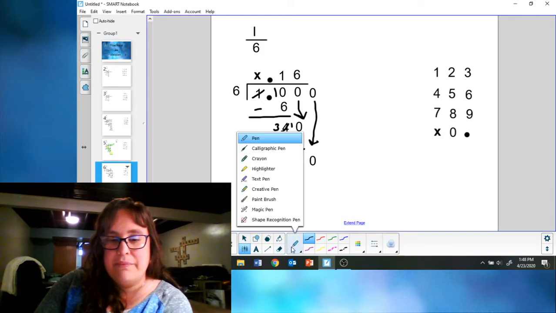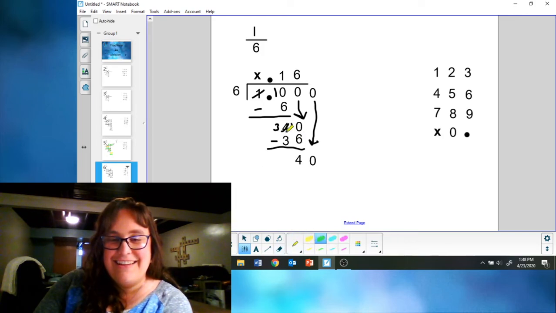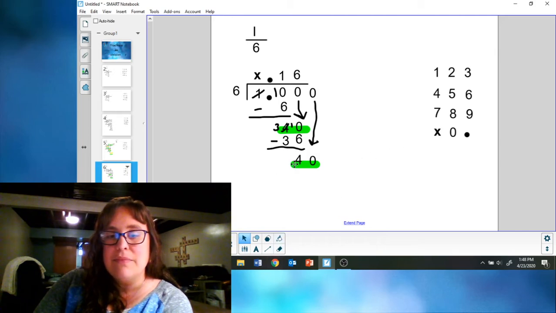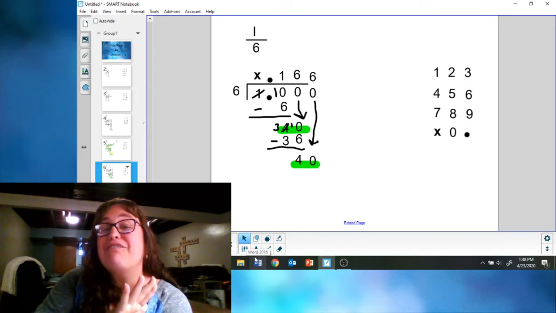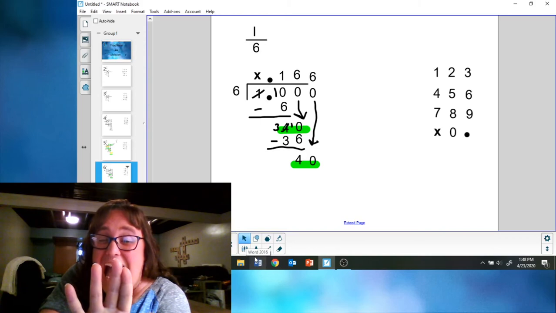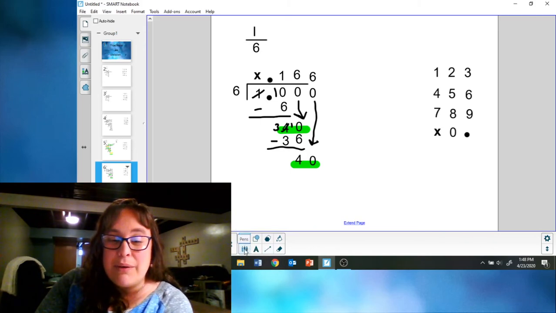Here's why. Did you catch on to this? Here's a 40, and here's a 40. If I continued to do this problem, if I divided this again with 40, I'm going to come up with the same 6 that I had right here. Some of you may have taken that last step. So this is a, oh no, it's going to go on and on and on again forever and ever and ever. Just stop. Can't handle it anymore.